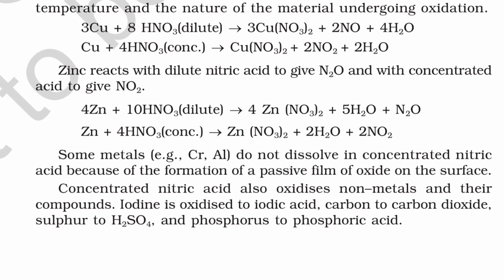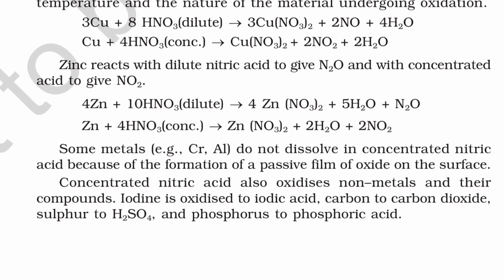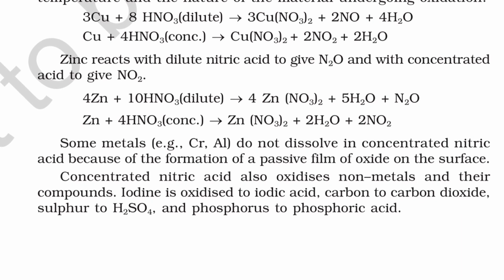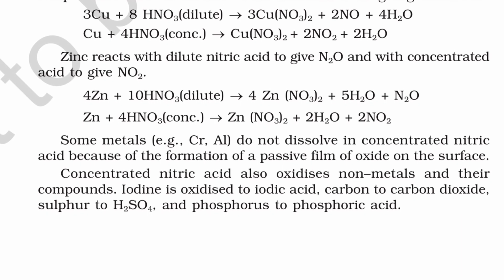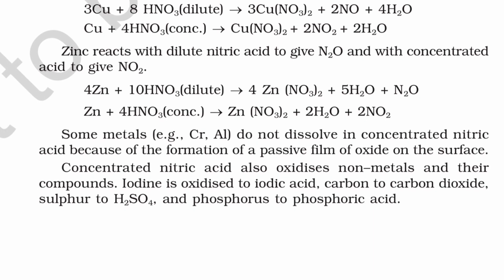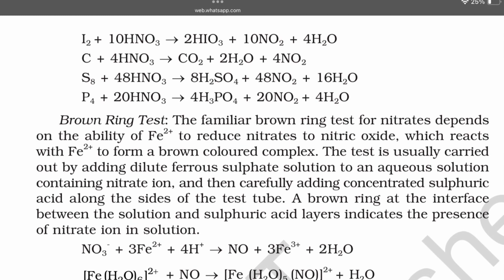Concentrated nitric acid also oxidizes nonmetals and their compounds. Iodine is oxidized to iodic acid HIO3, carbon to carbon dioxide CO2, sulfur to H2SO4, and phosphorus to H3PO4. In all these reactions, NO2 is formed. That is most important. Brown ring test.